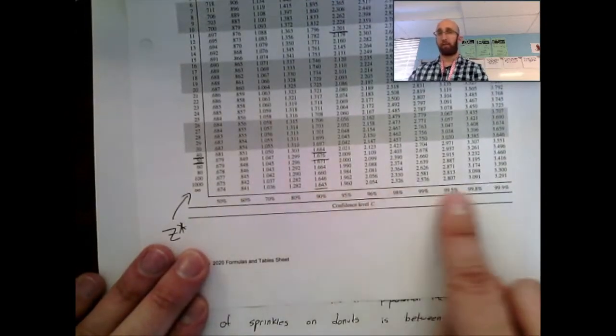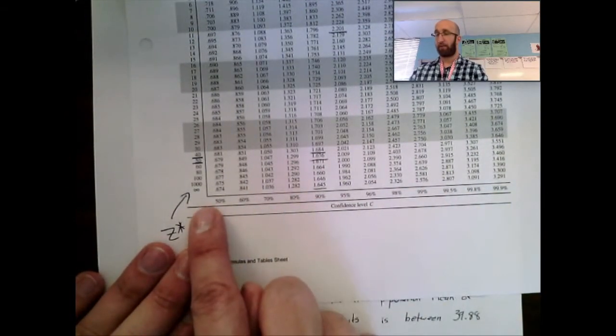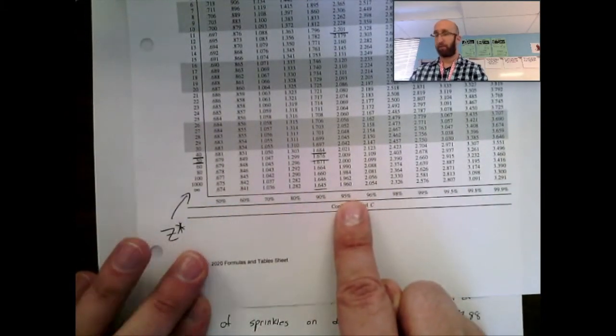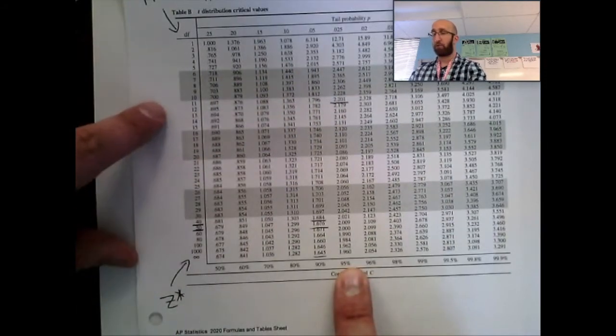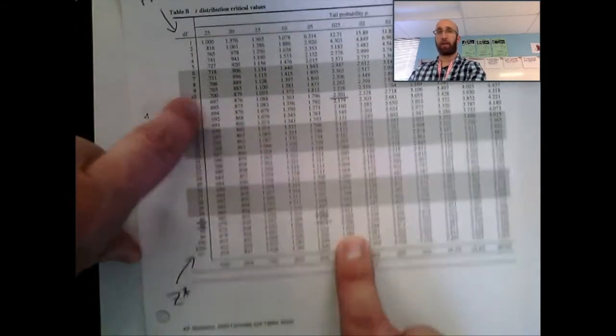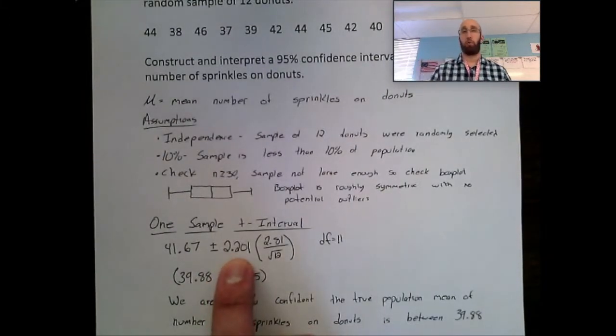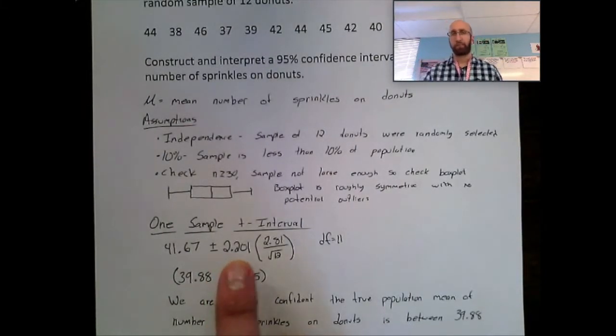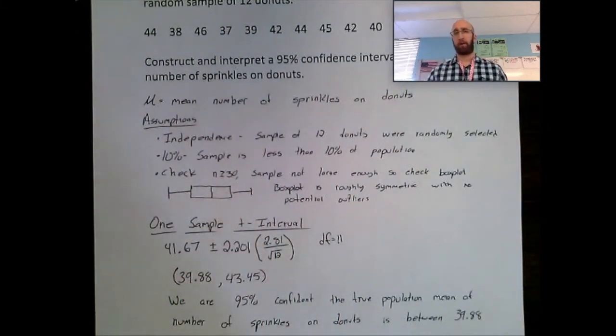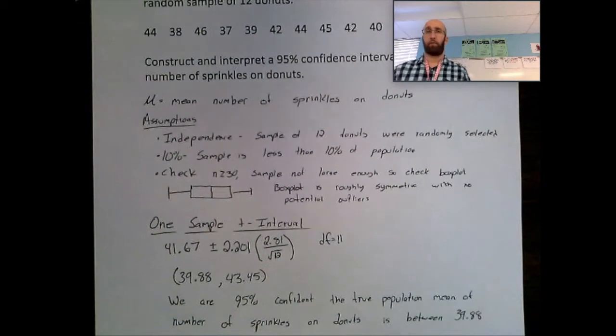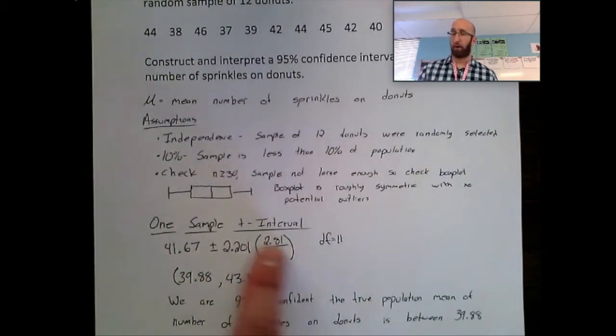The final thing I need to do is across the bottom are your confidence levels. We wanted a 95% confidence, so I went across to 95% confidence. You find where my degrees of freedom and my confidence meet up. And on my t table, that met up at 2.201, which is my critical t value. With this formula, my calculator already computed it for us. It's 39.88, 43.45. So this is the interval part of the problem.